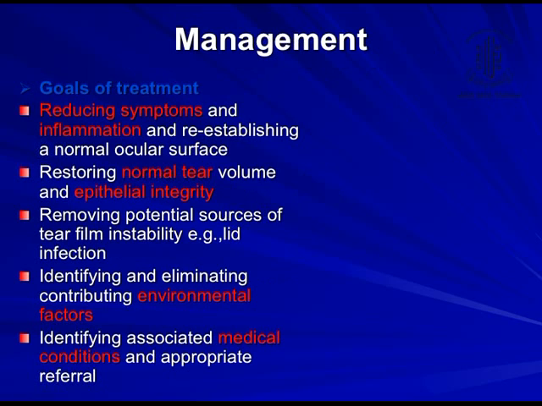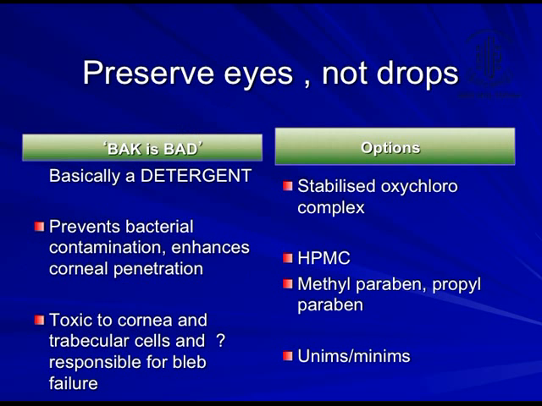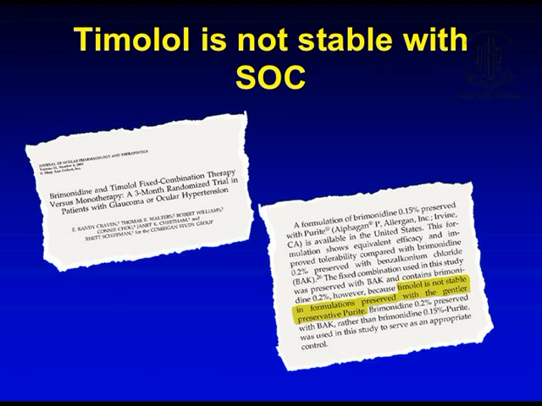And these are the different goals of treatment. Number one is reducing the symptoms as well as the inflammation, and also we have to restore the normal tear volume and the epithelial integrity, and also evaluate and treat appropriately the environmental factors and associated medical conditions. Of course, BAK is bad, all of you know very well.